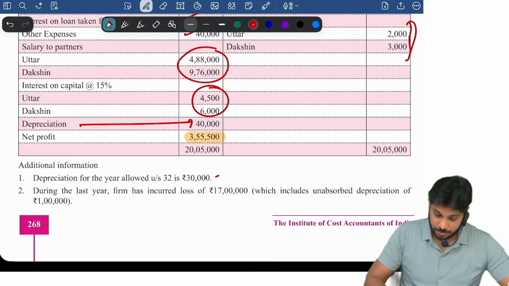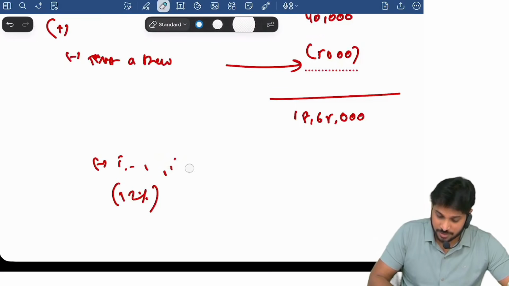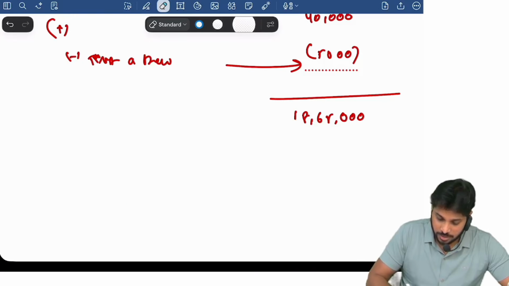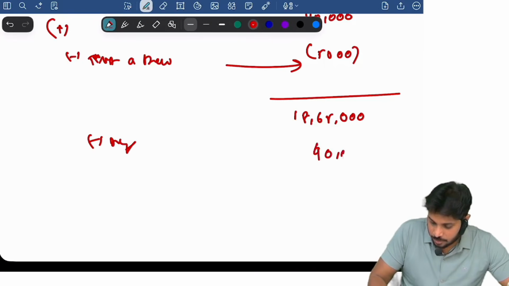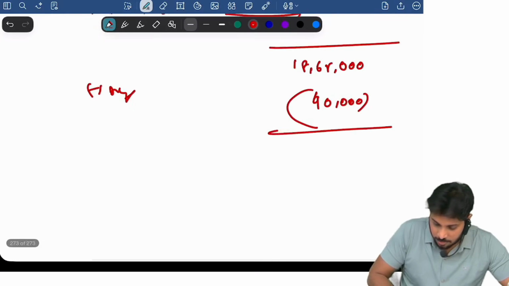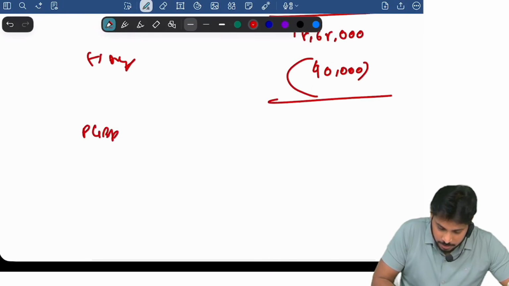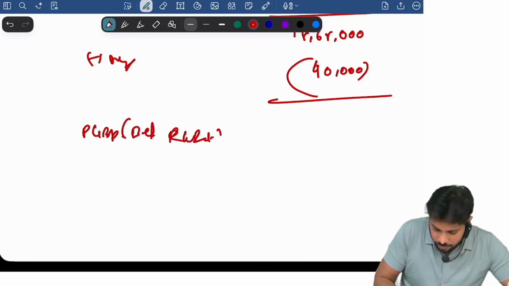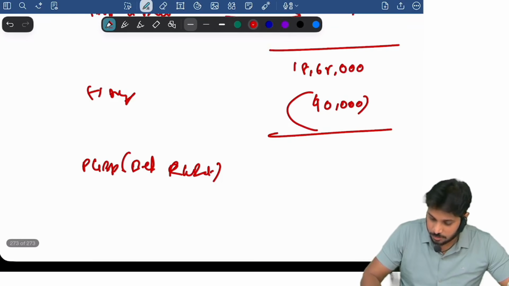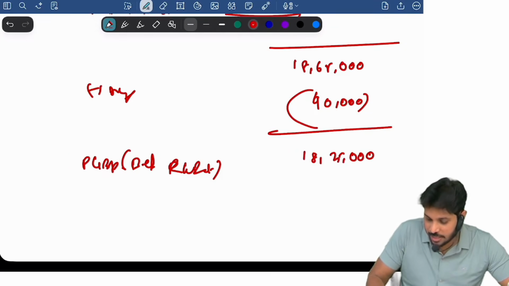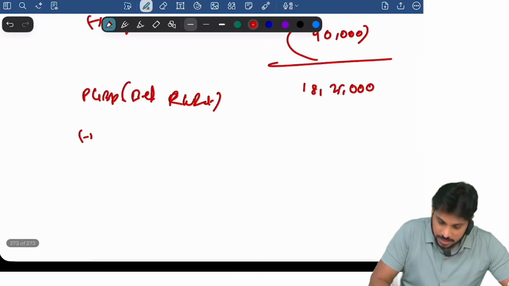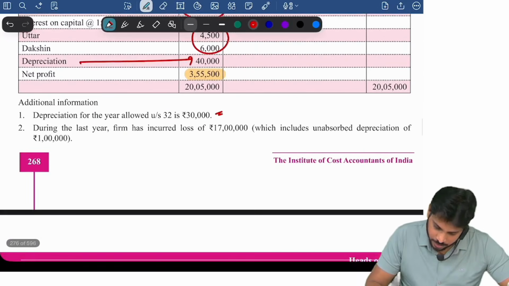Hey, no. PGBP depreciation we should reduce. First we should reduce depreciation. Wait. Minus depreciation. How much is that? 40,000. Now income of the firm. Yes or no? PGBP income of the firm before remuneration and before interest. Correct? So how much is that? 18 lakh 25,000. Am I right?